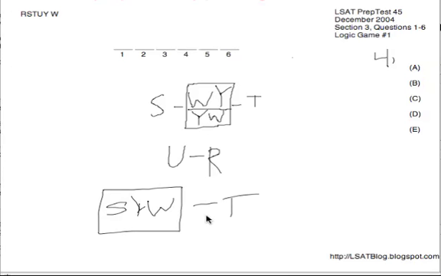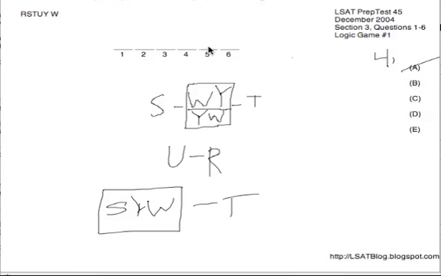So they're asking us, could be true except. So 4 of these choices could be true. 1 of them cannot be true. I'll just run through them. Could we have R on 2? Well, if we had R on 2, we'd have U on 1, of course. Then we'd be able to fit SYWT on 3, 4, 5, 6. Works out perfectly fine, so A is eliminated.